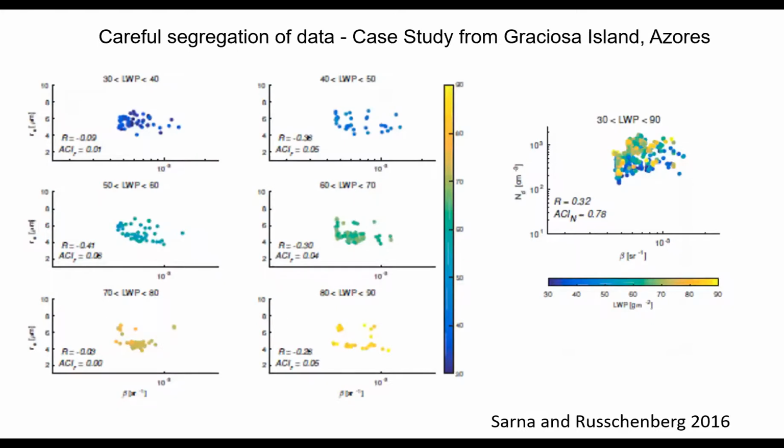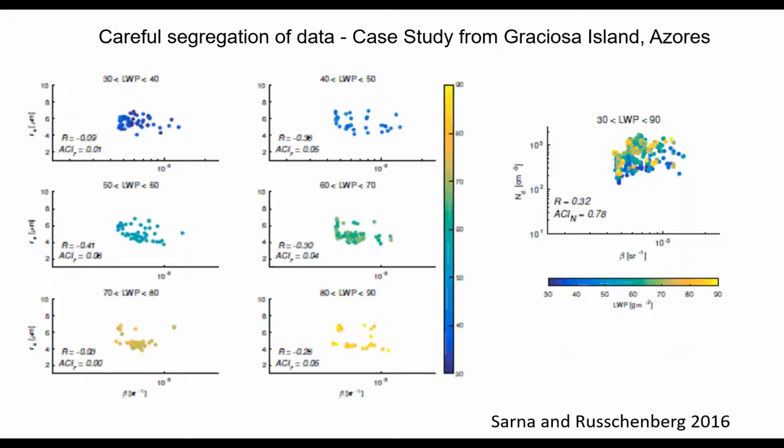Yeah, to study the aerosol cloud interaction, it is very important to segregate the data very carefully, because we are using different kinds of instruments, and we are operating the instruments around the clock. We have to make sure that we are collecting the right data set. This is again an example, a case study from Graciosa Island, Azores, published by Sarna and Rosenberg.